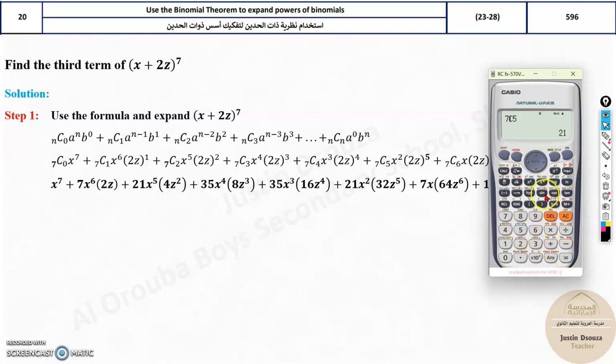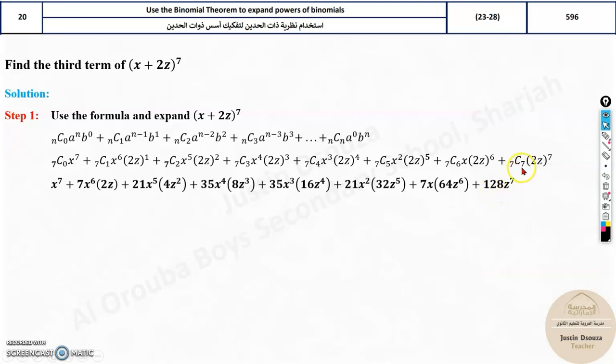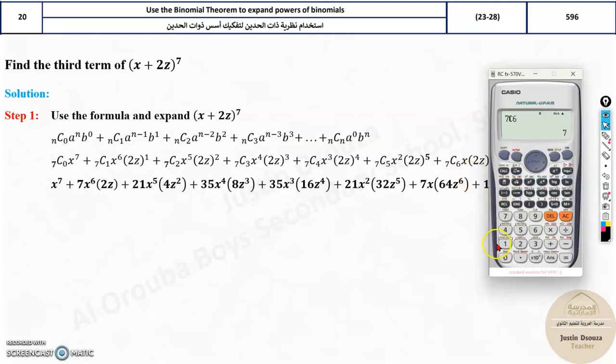Now let me check for 5, it's 21. So 7C5 over here, you got 21. Then 7C6, it'll be 7, and then 7C7. Okay, let's do 7C7.